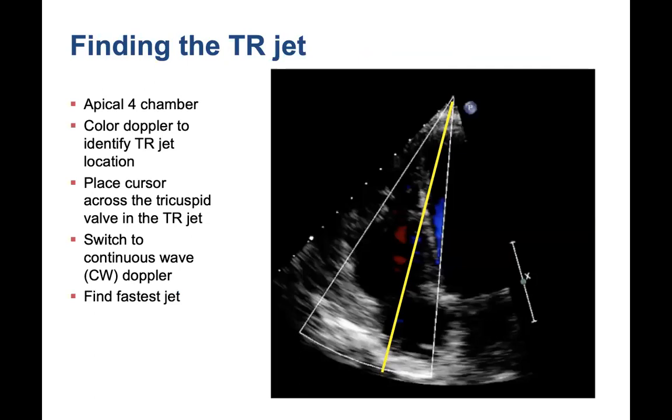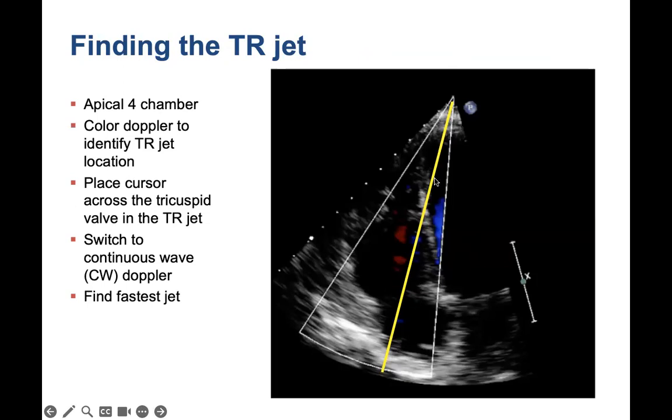So here's an apical 4-chamber view: LV, RV, LA, RA. First, they put color Doppler across the valve to see where that blood is going, right? Because sometimes it's hard to find that actual tricuspid regurgitation, especially if it's small. So you can put color Doppler to see the location of the jet.